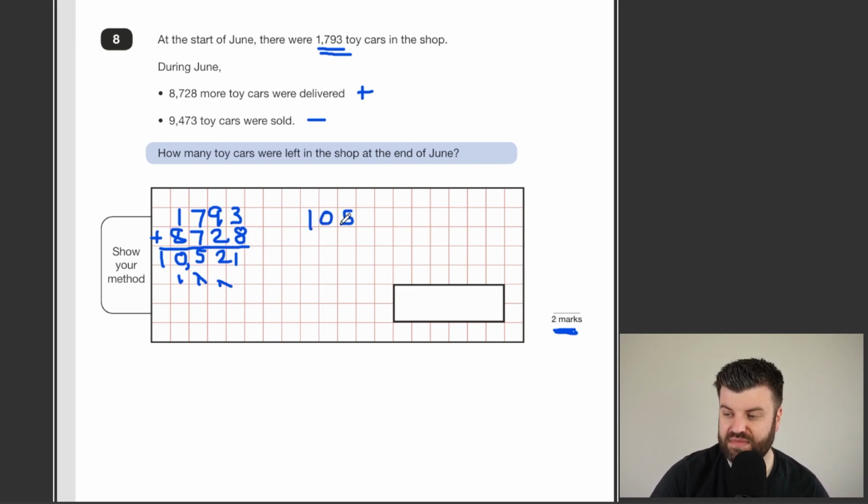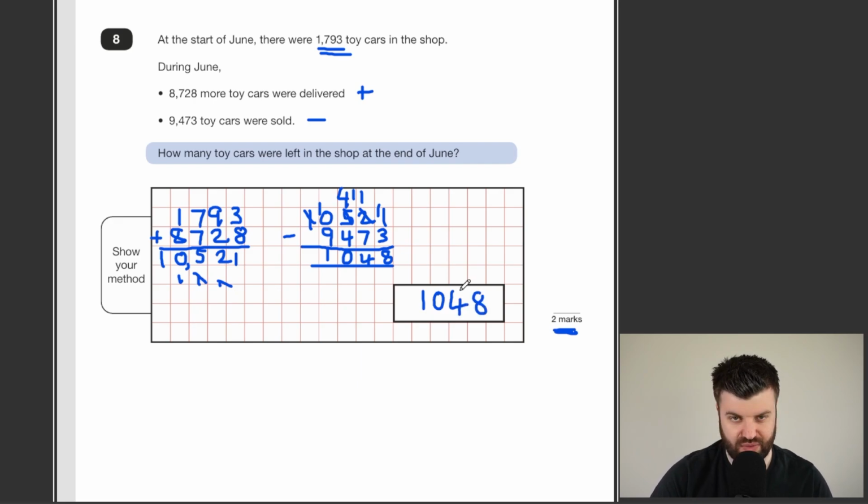But we also had some sales. So let's do the second part of this 2-mark question and take away 9,473. There's going to be a bit of exchanging here, so let's get going. We'll exchange over from the 10s to make this 11 take away 3 is 8. 1 take away 7, we need to exchange again. 11 take away 7 is 4. 4 take away 4 is nothing. And we have to exchange over here. 10 take away 9 is 1. So 1,048 toy cars were left.